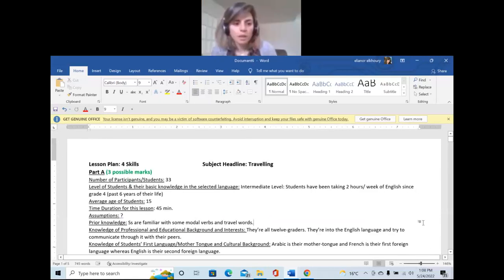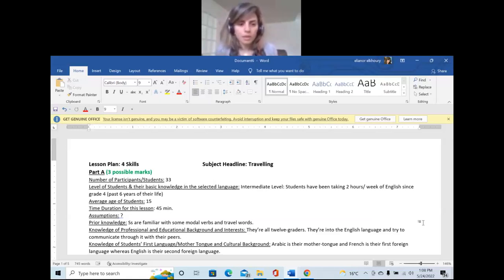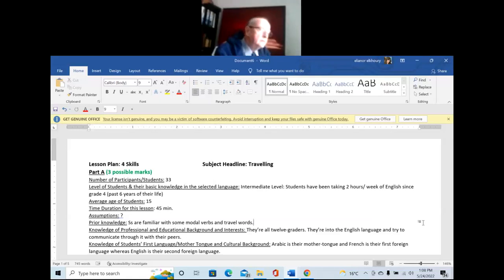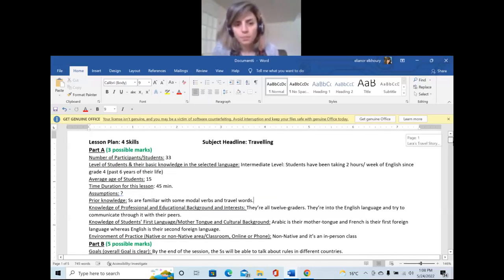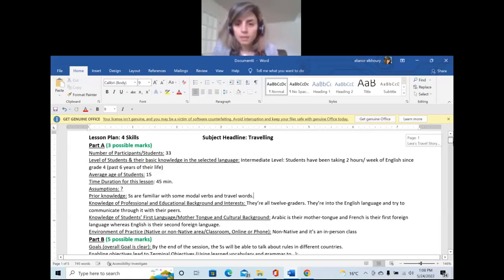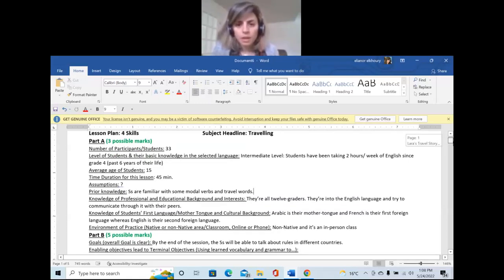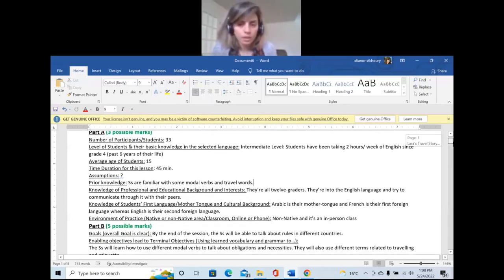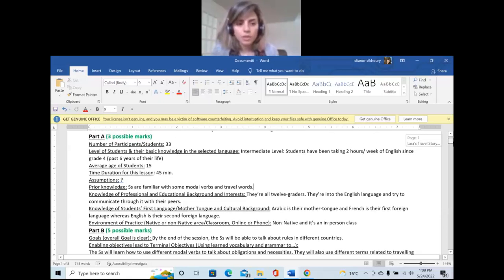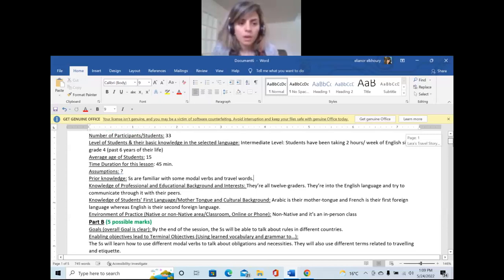Okay, so I used the same format you shared with us, Mr. Miller, because I found it very organized. As you can see here, the number of my participants or students is actually 33, and they are at the intermediate level. They are school students, and they've been taking English for 6 years, but they only take 2 periods, actually not even hours, because the period is 45 minutes. So 2 periods of English for the past 6 years of their lives.